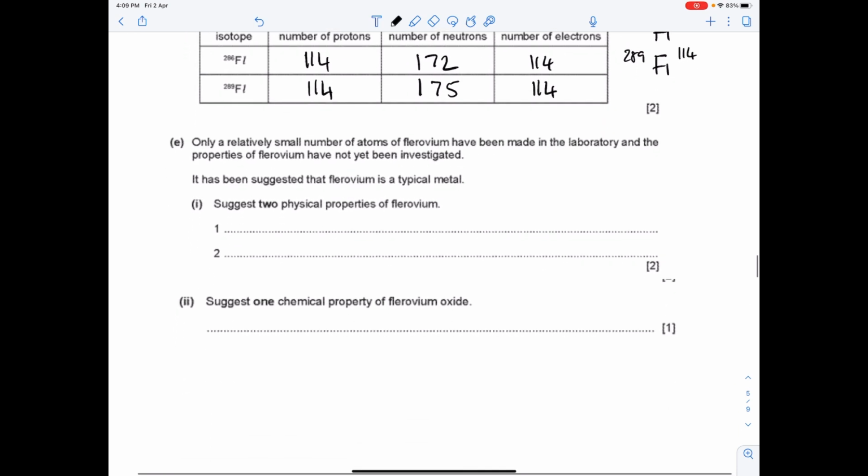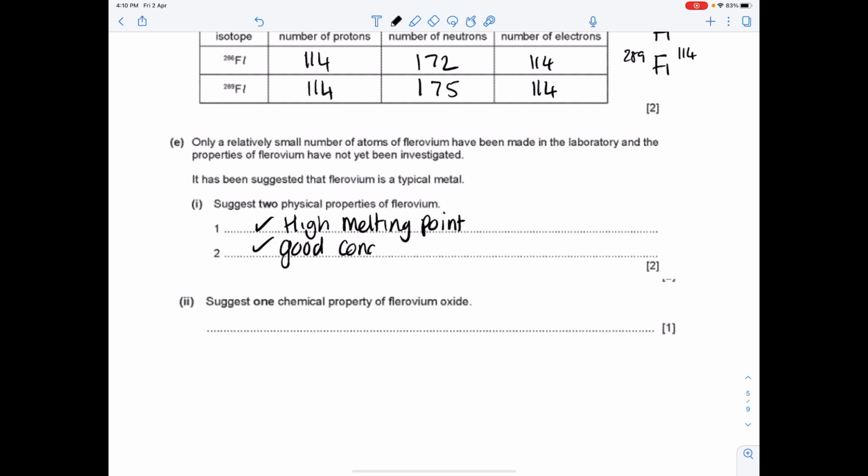Only a relatively small number of atoms of flavorium has been made in the laboratory, and the properties of flavorium have not yet been investigated. It has been suggested that flavorium is a typical metal. Suggest 2 physical properties of flavorium. So you have so many to choose from. I'm just going to choose immediately high melting points, because all metals have a high melting point, and I'm going to choose good conductor, because they are the 2 obvious ones.